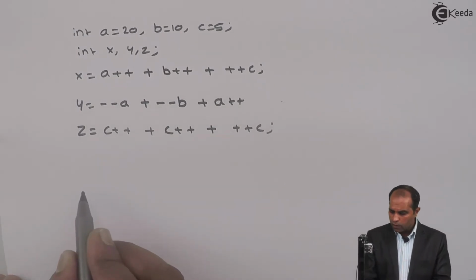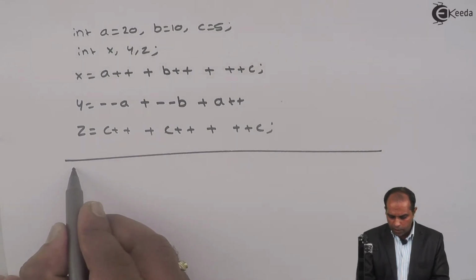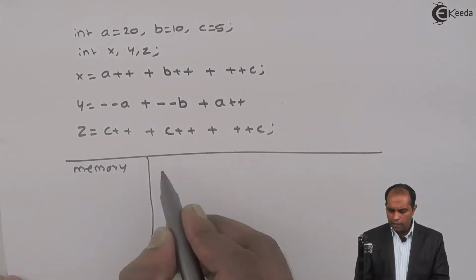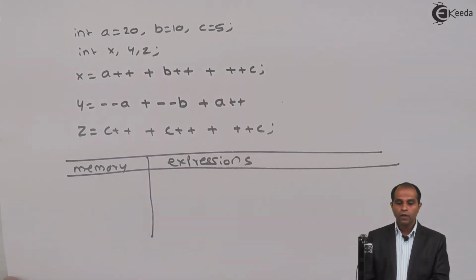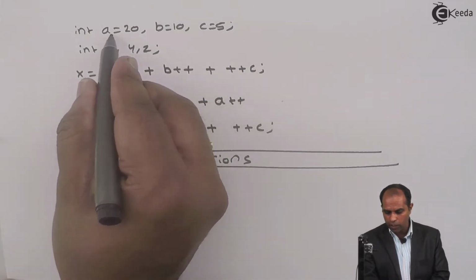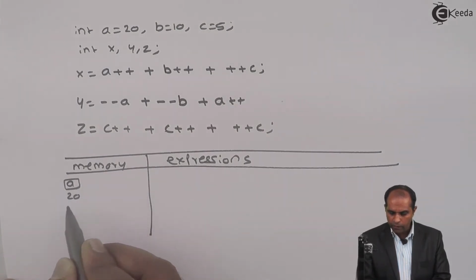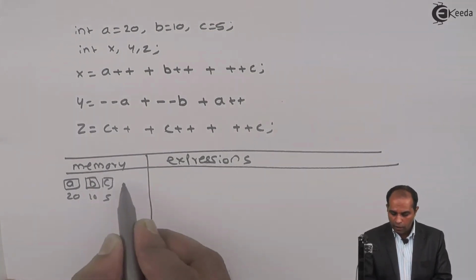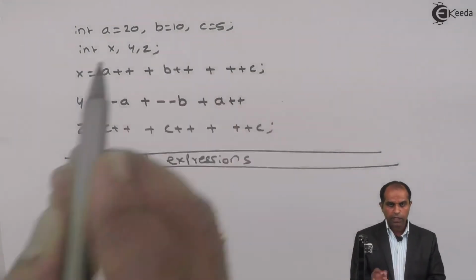So for the evaluation purpose, I'll make a table. I'll take variables at this place. Let me say variables as memory. And then I'll write the expressions at this place. Now, I have 6 variables altogether, A, B, C, X, Y, Z. So let's take A as 20, B as say 10, C as say 5, X, Y, Z are garbage values. At this point of time when they are declared, they are garbage values.